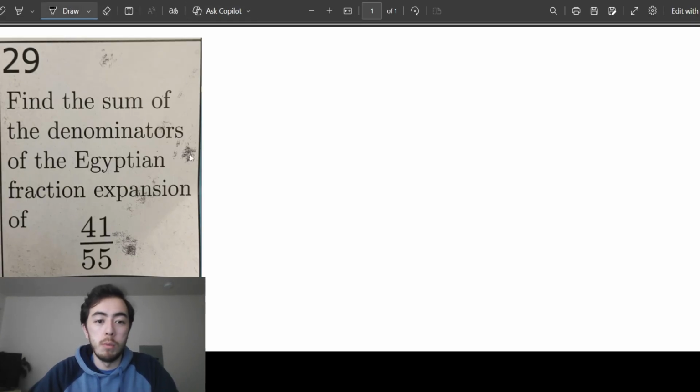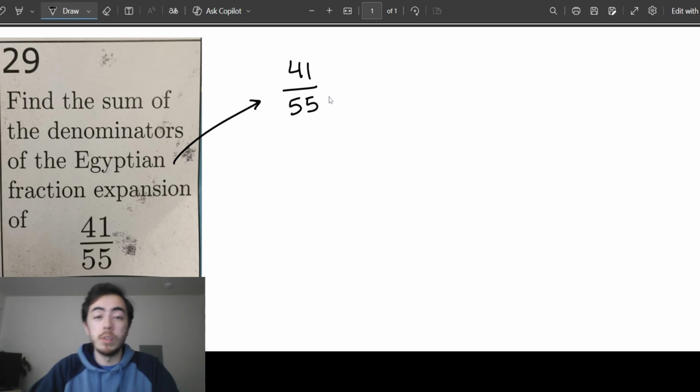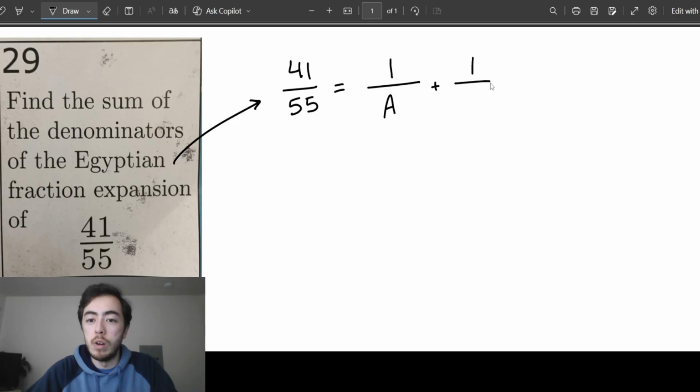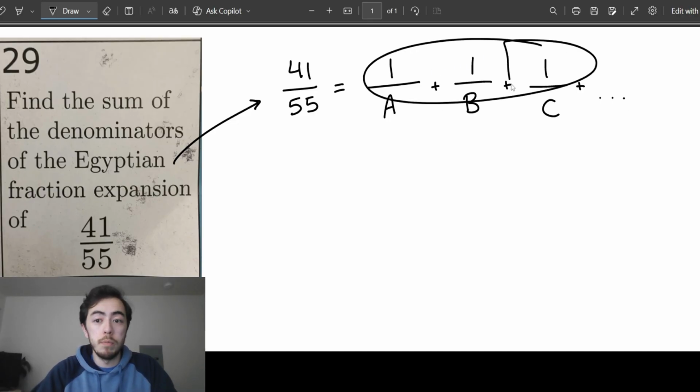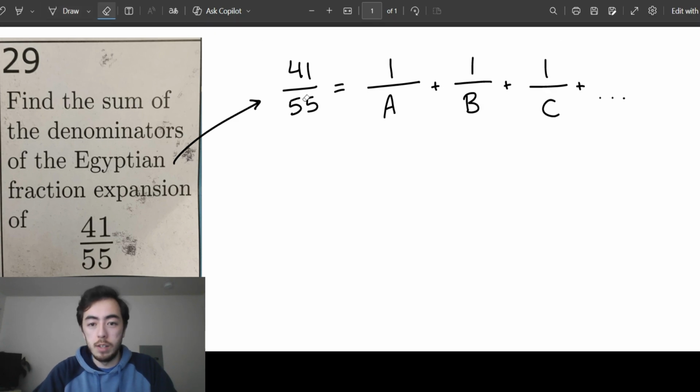So before reading this problem, I've actually never heard of this before, an Egyptian fraction expansion. And the idea behind this is that, historically, I believe the Egyptians maybe invented this way of thinking about fractions. The way to write this expansion is we're going to have 1 over some denominator plus 1 over another, different denominator, plus 1 over another denominator, plus however many of these fractions we need to get the target value. The idea is that the numerator is always 1 and the denominators are distinct.